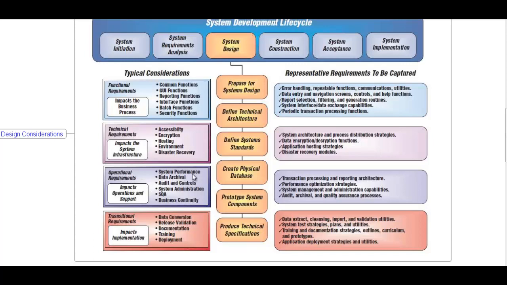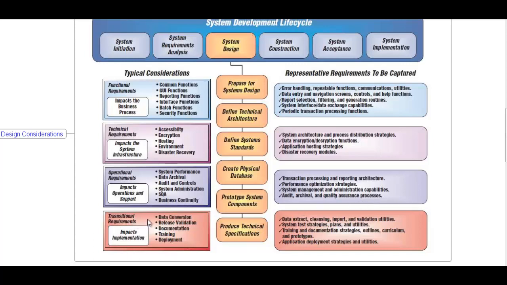Operational requirements impact operation support. System performance, data archival, audit and control, system administration, software quality assurance and business continuity. And representative requirements to be captured: transaction processing, reporting architecture, performance optimization strategy, system management and administration capabilities, audit, archival and quality assurance processes.